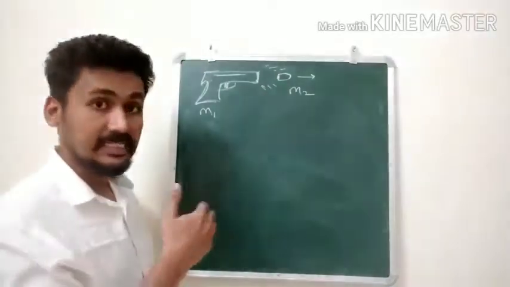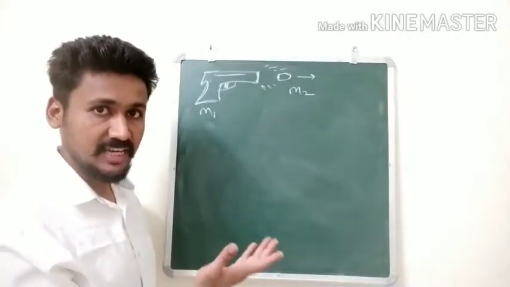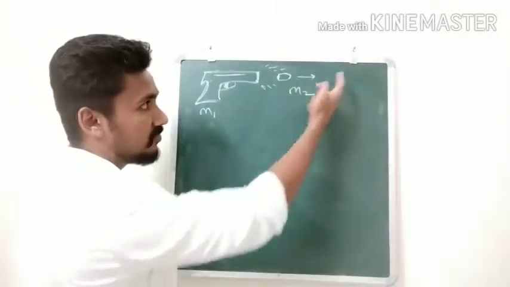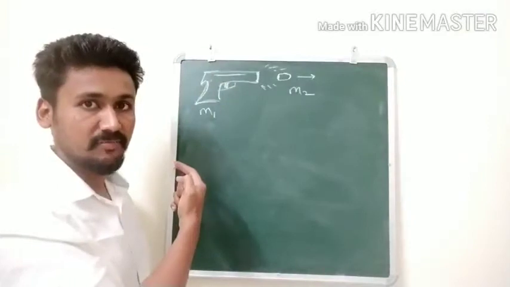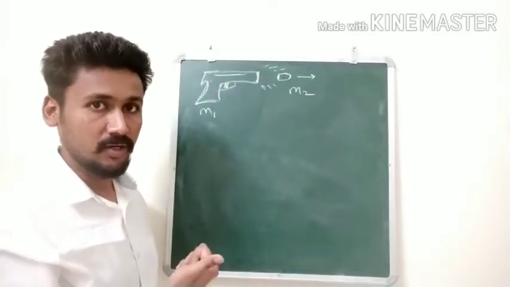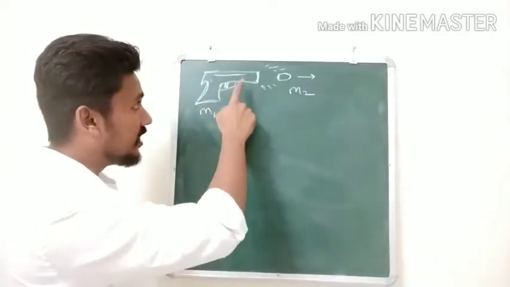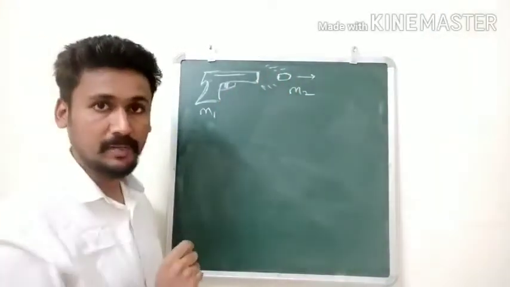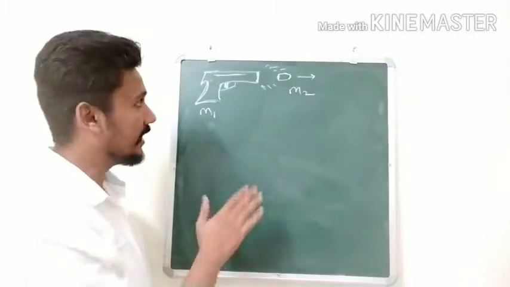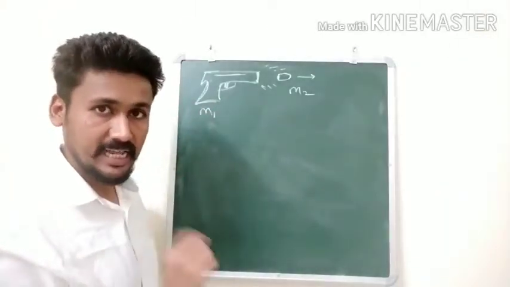Next, after the bullet is fired, the bullet moves with some final velocity, and the gun moves backward with some velocity, which is called the recoil velocity. So let the final velocity of the gun be V1 and the final velocity of the bullet be V2. Keeping that in mind, we are going to start with our derivation.